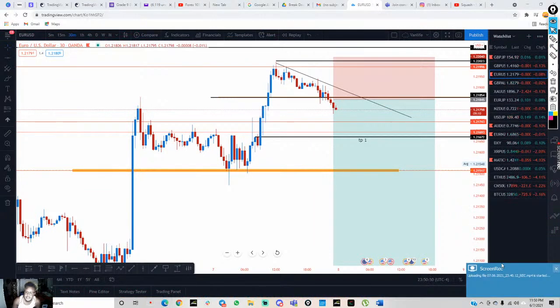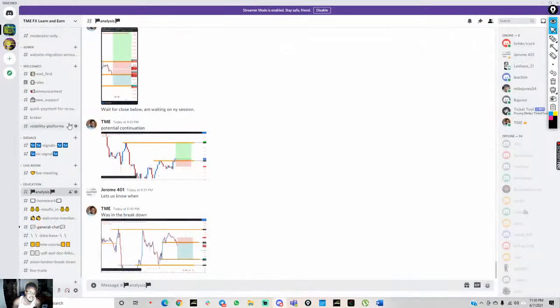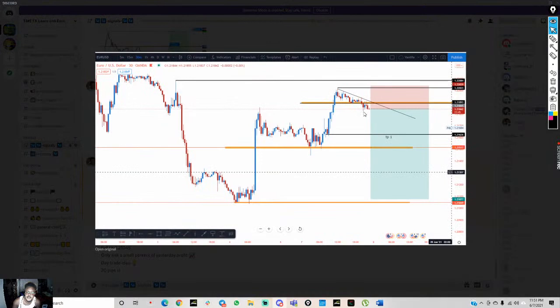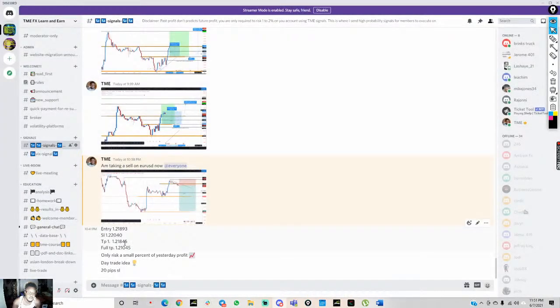Alright, so I'm in a sell, and this was also sent in the premium group right here. Entry right here. I gave out the entry, the stop loss, and one full take profit. You only risk a small percent of yesterday's profit. This is a day trade idea, and the stop loss overall is 20 pips.